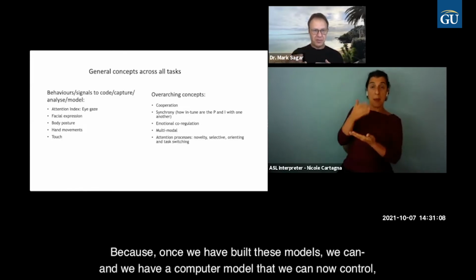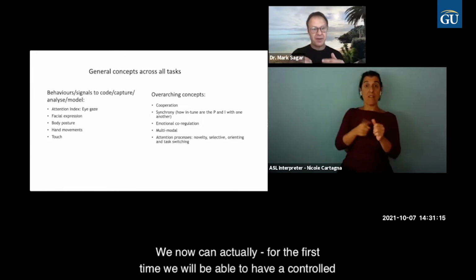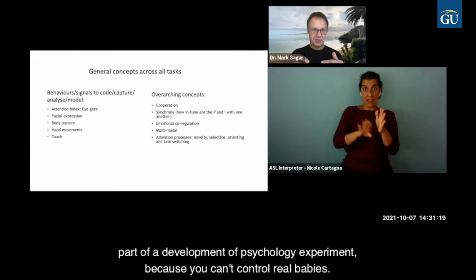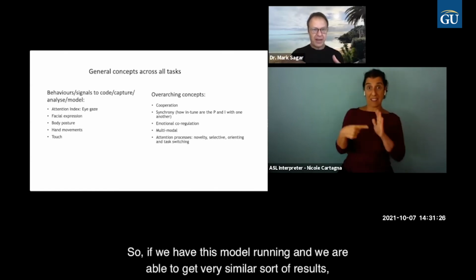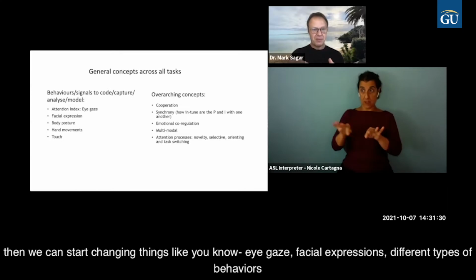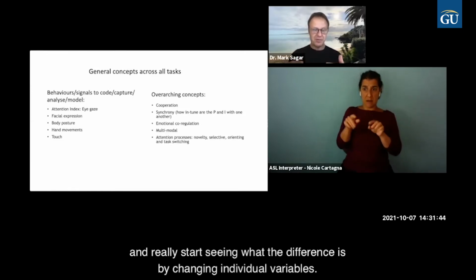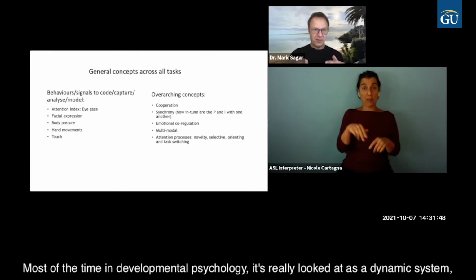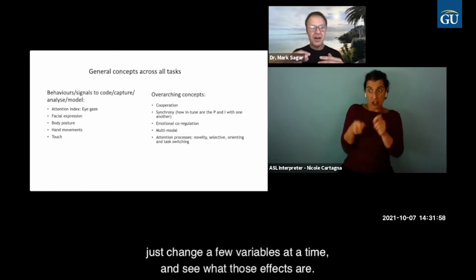Because once we've built these models, we have a computer model that we can now control. For the first time, we'll be able to have a controlled part of a developmental psychology experiment, because you can't control real babies. If we have this model running and we're able to get very similar results, then we can start changing things like eye gaze, facial expressions, and different types of behaviors, and really start seeing what the difference is by changing individual variables. Most of the time in developmental psychology, it's looked at as a dynamic system. There are so many variables changing at all times, so it would be great to be able to change just a few variables at a time and see what those effects are.